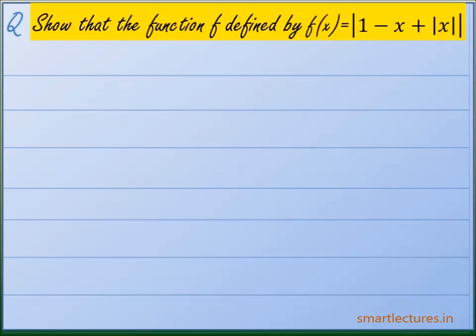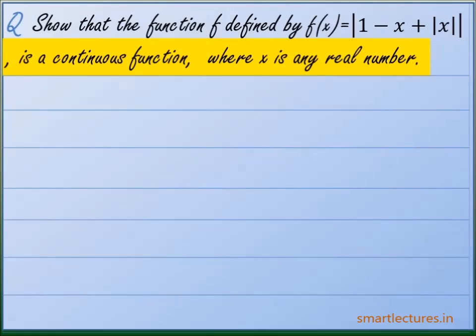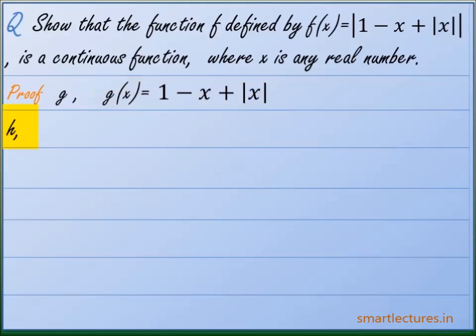Now let's do one more example. Show that the function f defined by f of x is equal to modulus of 1 minus x plus modulus of x is a continuous function, where x is any real number. Now let's define g by g of x equal to 1 minus x plus modulus of x, and let the function h be defined as h of x is equal to modulus of x for all values of x, where x belongs to the real numbers.